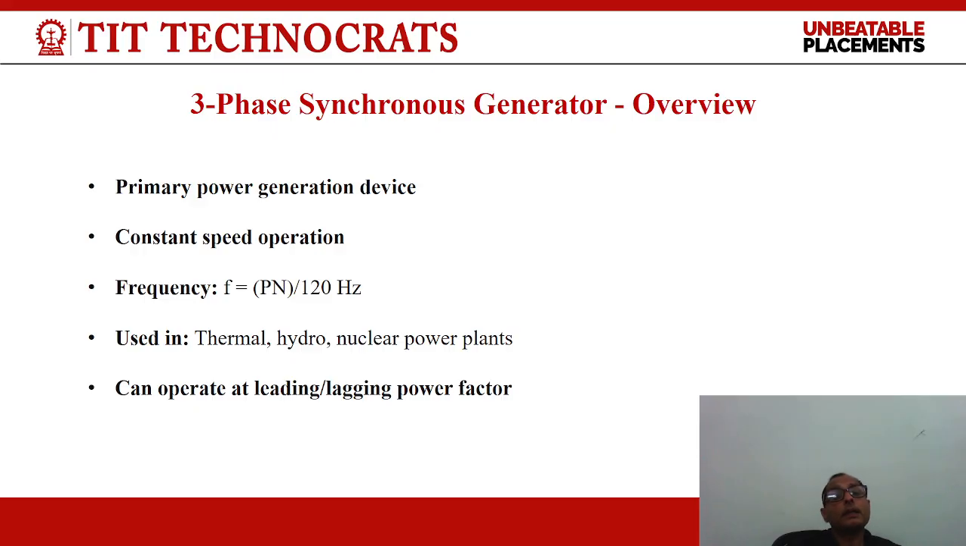Similarly, a three-phase generator is also there, which is called the three-phase synchronous generator. This generator is the primary power generation device. It has constant speed operation. The frequency is given by the formula Pn divided by 120, where P is the number of poles and n is the speed of rotation. It is generally used in thermal, hydro and nuclear power plants and can operate at leading and lagging power factor.